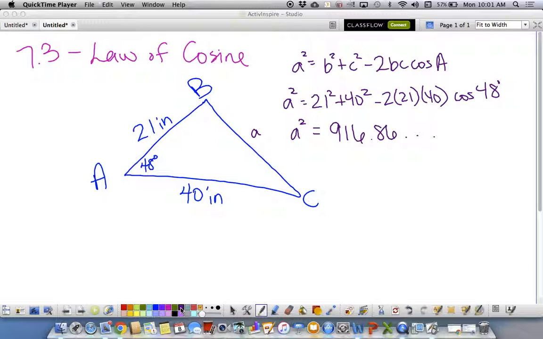I know, but that was a squared, right? Now, the question is, if you want to stop there and you're like, hey, I got 916, that's a, does that make sense? No, especially not with side lengths that are 21 and 40. That goes back to the sum of any two sides must be greater than the third. So we know it has to be less than 61.